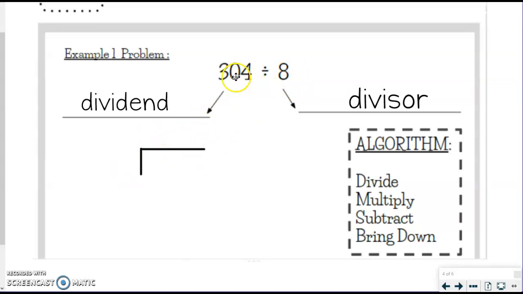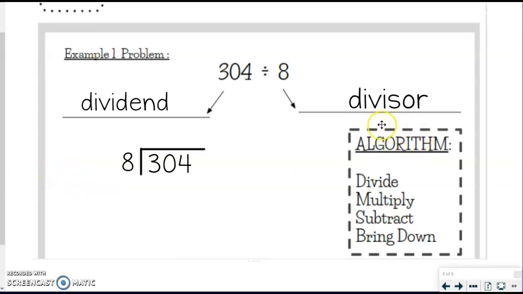So when we go to set that up, we're going to always have, when it's written left to right like this, the first number goes into the garage. But instead of just saying first number, let's practice saying the dividend. So the dividend, which in this case is 304, is going to go in our long division symbol. The second number, which is our divisor, is going to be 8, and it has to park outside the garage. Bummer. So that's how we set this up. So make sure you're following along with me.